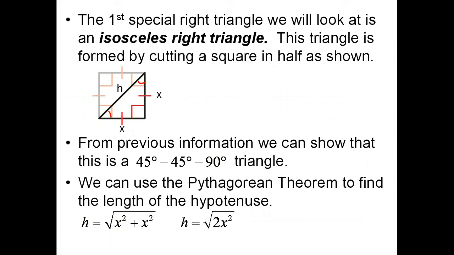So I get the hypotenuse is the square root of 2x squared. We know the square root of x squared is x, so we can take that out and have h, or the hypotenuse, is equal to x times the square root of 2.